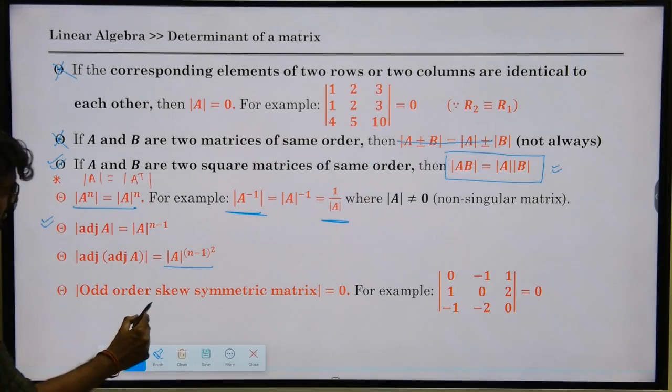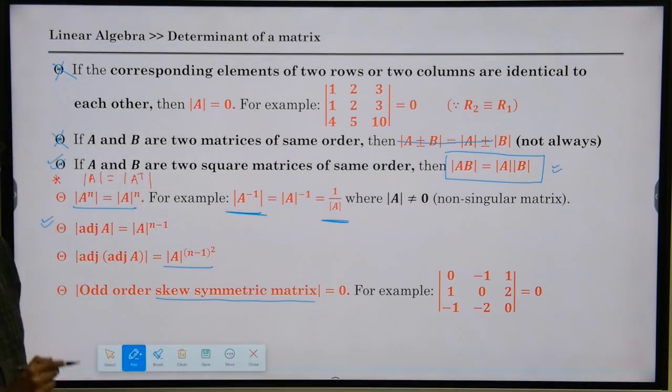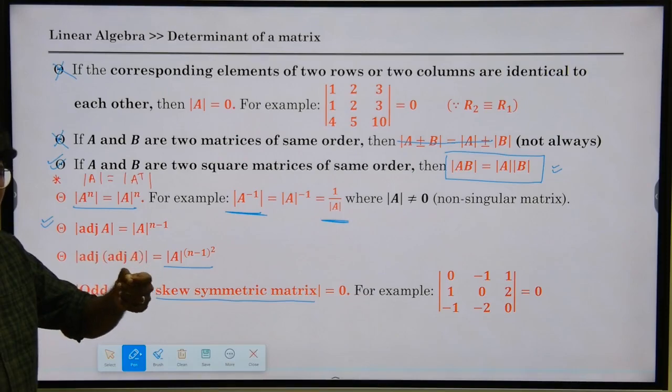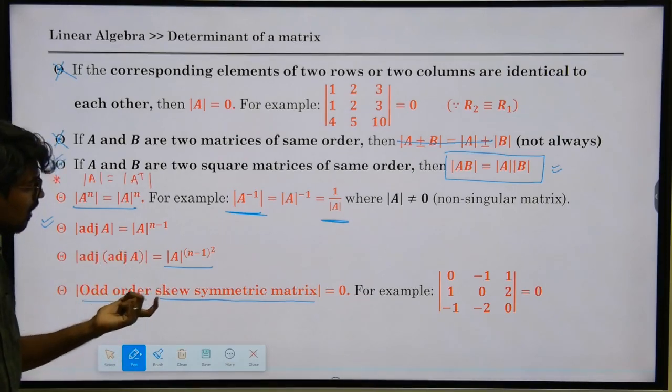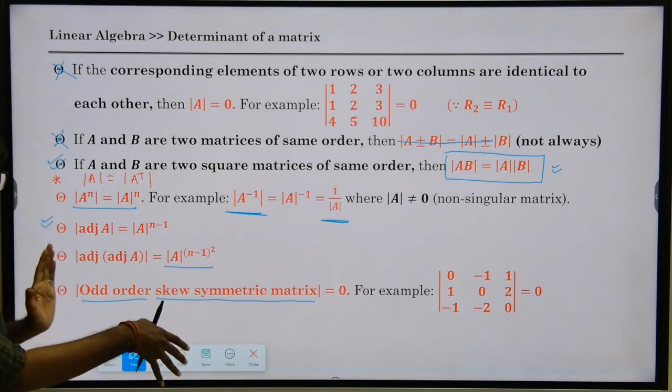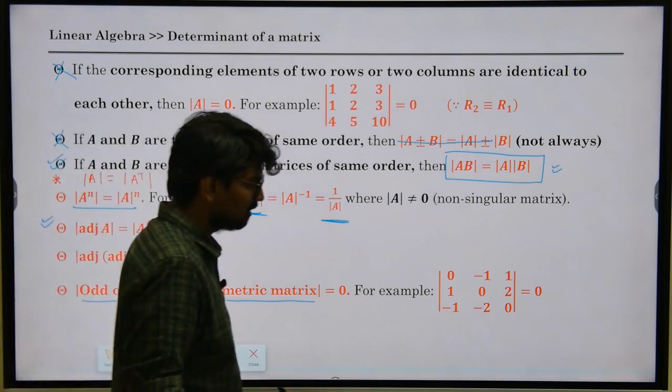Okay, what is a skew symmetric matrix? Skew symmetric matrix A will be equal to minus of A transpose. Odd order skew symmetric matrix, in the sense its order should be odd, 3, 5 or 7 etc. So if I take odd order skew symmetric matrix and if I find out determinant for it, that value will become 0. We have taken one example also here.